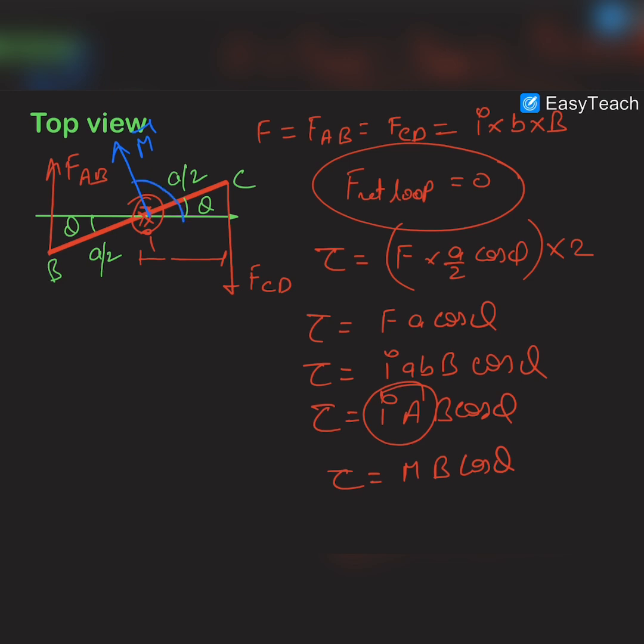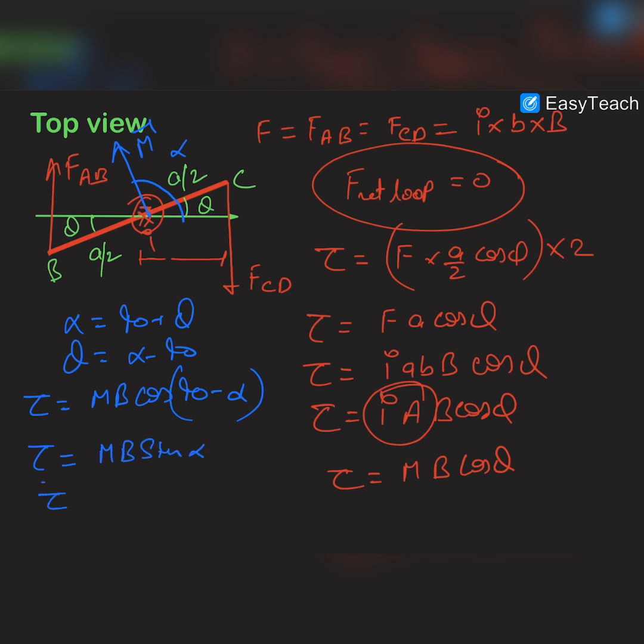So this angle is alpha, let's suppose, and alpha is equal to 90 plus theta. So theta will be equal to alpha minus 90. So torque will be equal to m B cos(90 minus alpha), because you know that cos(alpha minus 90) is equal to cos(90 minus alpha), and tau will be equal to m B sin alpha, and in vector form you can write it as m cross B.